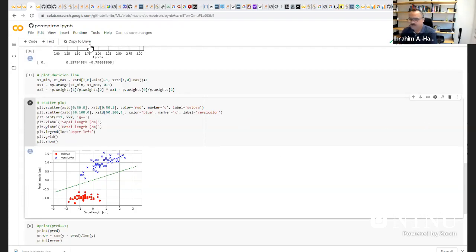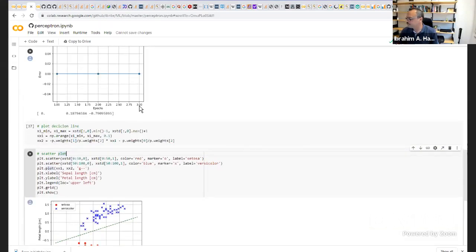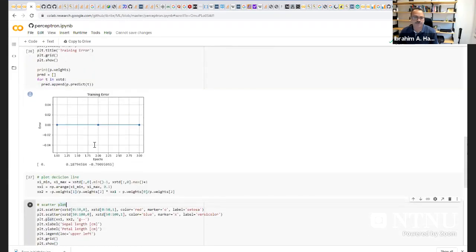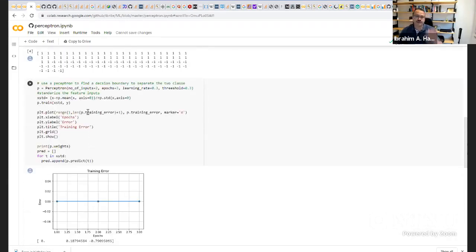So, did you make it? In fact, we can just use x and y as it is, or we can use this equation for standardizing the feature vector using this line here.